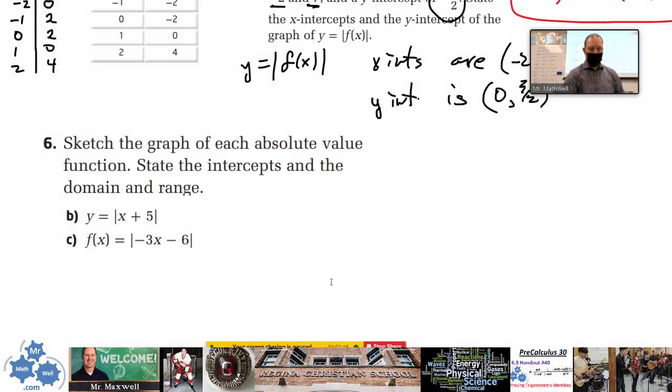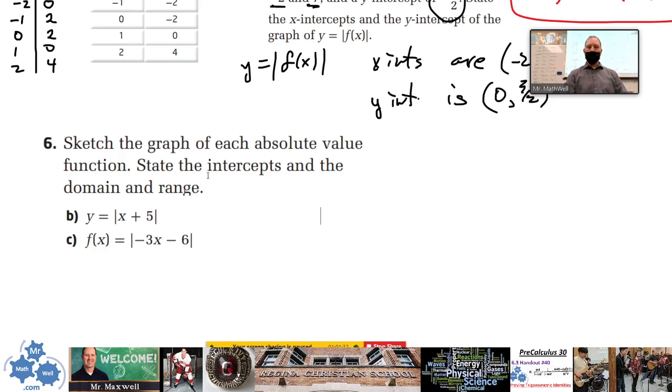All right, so you've asked me about number 6. I'm not going to do the 6A that I need you guys to do on your own, but I will do B and C if you need me to. So how do we sketch this graph of the absolute value function stating intercepts and domain and range?